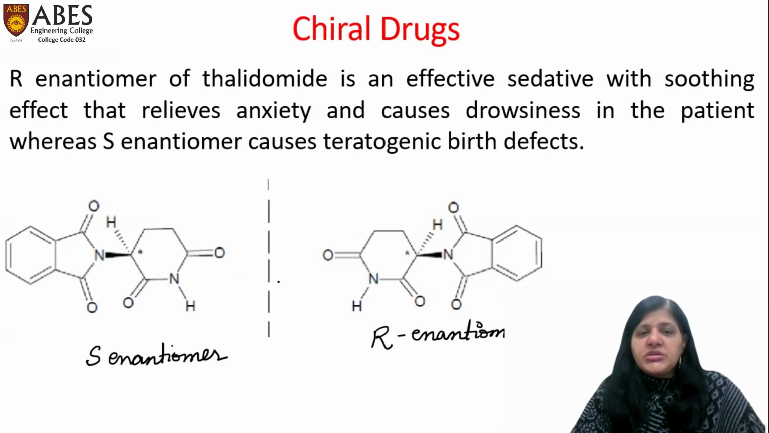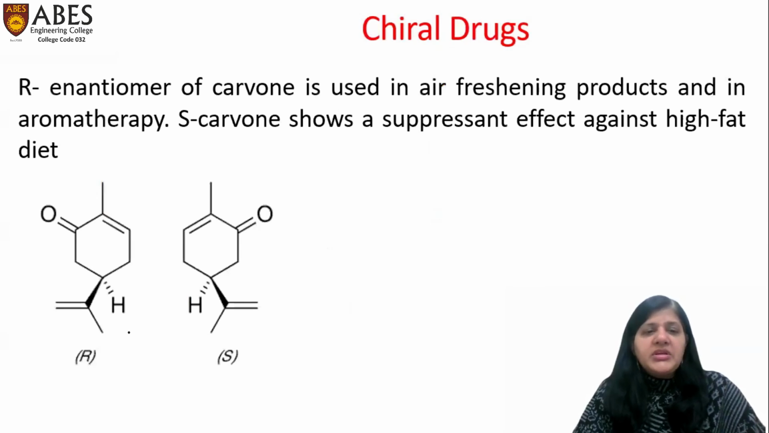So in this way, we can see how chiral molecules are extremely specific in their chemical reactions when they are used as a drug in the human body. Another example is carvone. The R enantiomer of carvone is used as an air freshening product and in aromatherapy. This is R carvone. It has a very different fragrance, whereas S carvone shows a suppressant effect against a high fat diet.